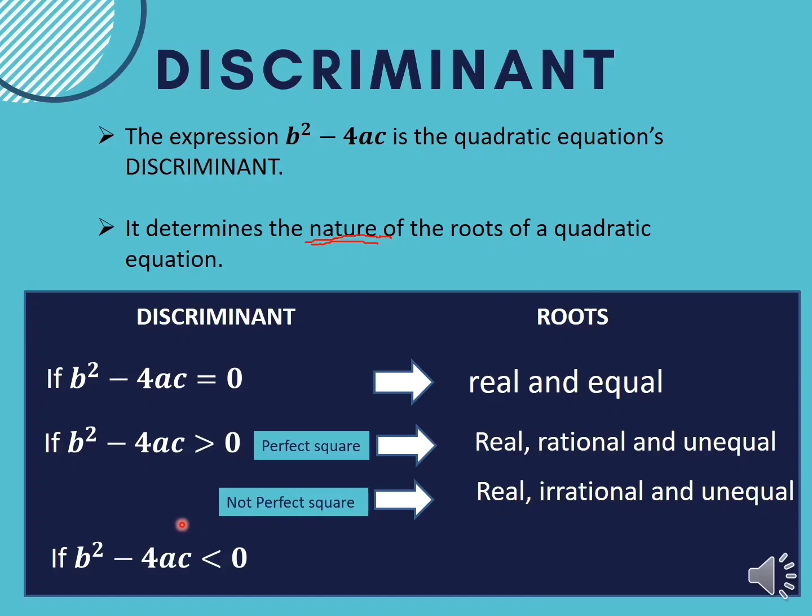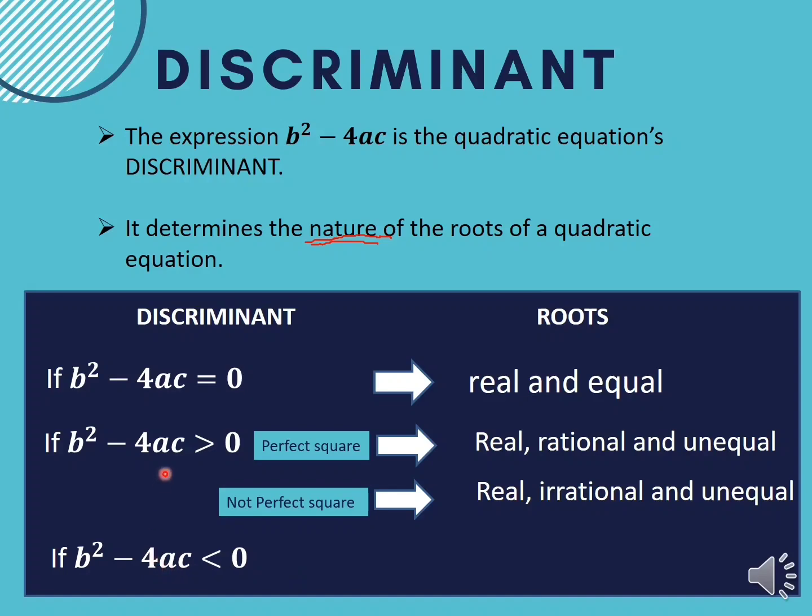But how about if our discriminant is less than 0? Ano-ano ba yung mga less than 0? Those are negative 1, negative 2, negative 3, negative 4, and so on and so forth, or those numbers na negative numbers.